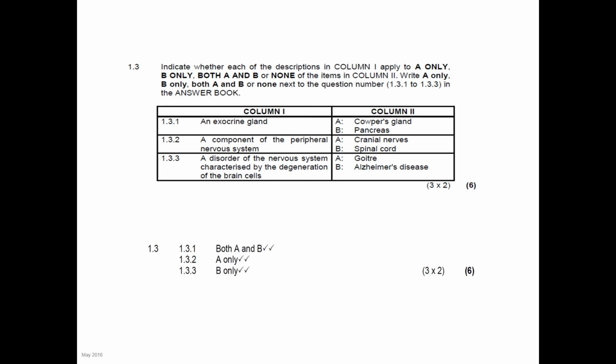132. A component of the peripheral nervous system. Cranial nerves or spinal cord. We know the peripheral nervous system is made up of cranial nerves and spinal nerves. Look how tricky this examiner is. You would have just seen the word spinal and you would have written both A and B, when the answer is A only. 133. A disorder of the nervous system characterized by degeneration of the brain cells, we know obviously is Alzheimer's, so your answer is B only.